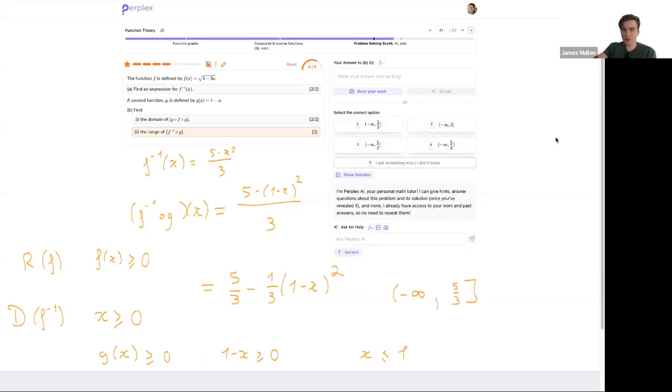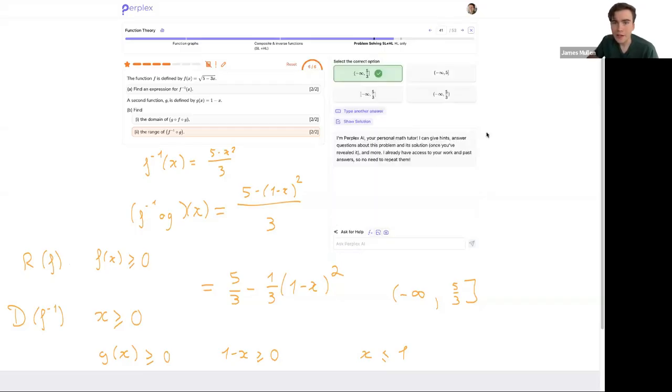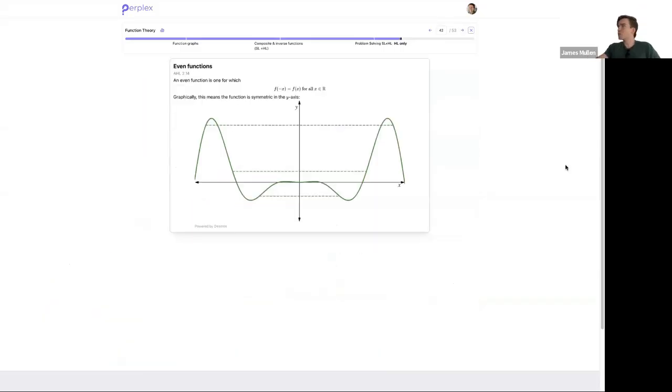Let's check the multiple choice options. Negative infinity, not inclusive, and 5 over 3 is inclusive. There we go. Okay, so we're going to move on now to the higher level only content. We have a little bit more theory to cover, and then we're going to do a bunch of problems.